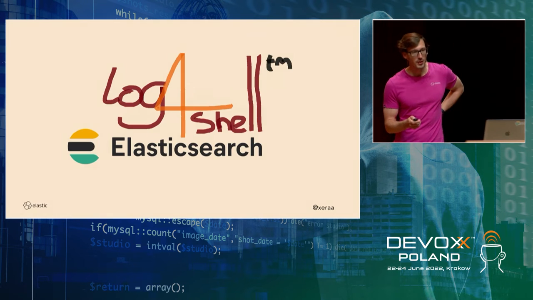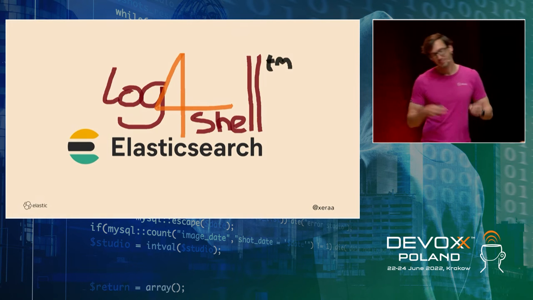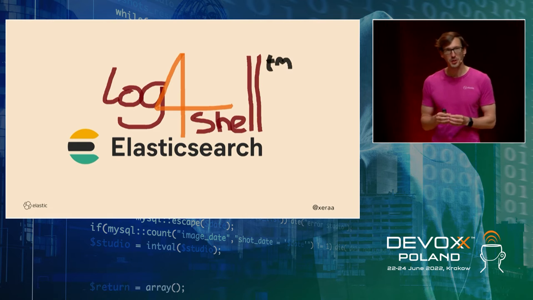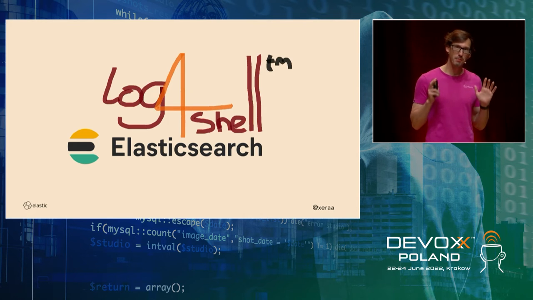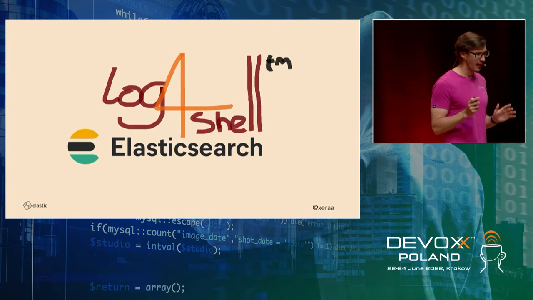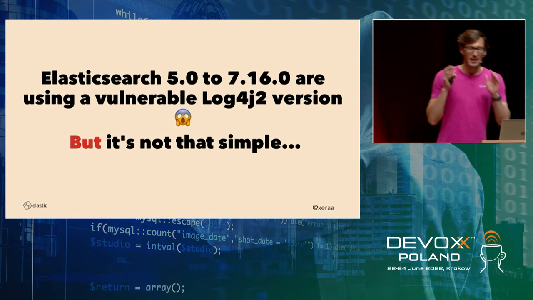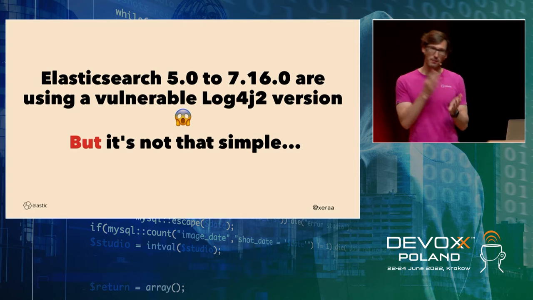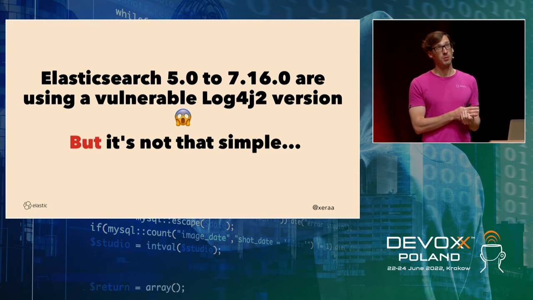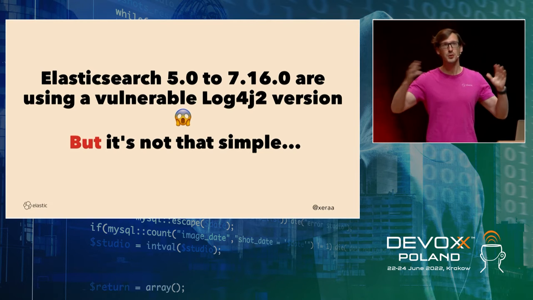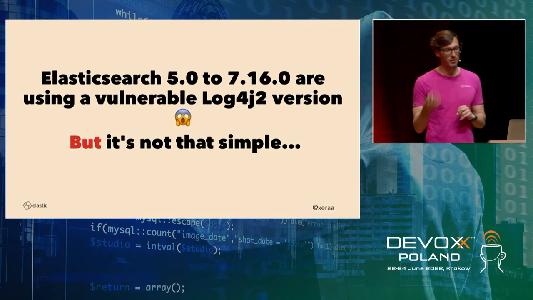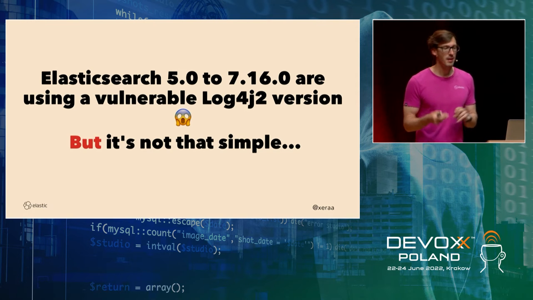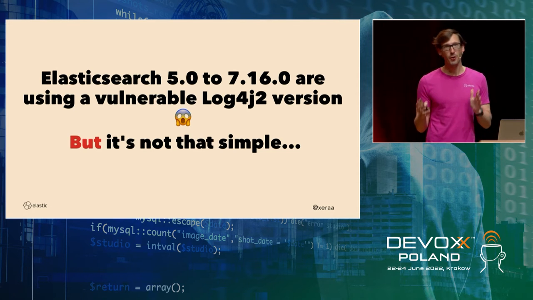So how can it affect the product? Since my heart is closest to Elasticsearch and I've been deeply involved in that, let me show you what that actually meant in terms of Elasticsearch. Since 5.0, which was released in 2016, if I remember correctly, so basically since forever, Elasticsearch has shipped with a vulnerable Log4j 2 version. But it's actually not that simple how exploitable that is.